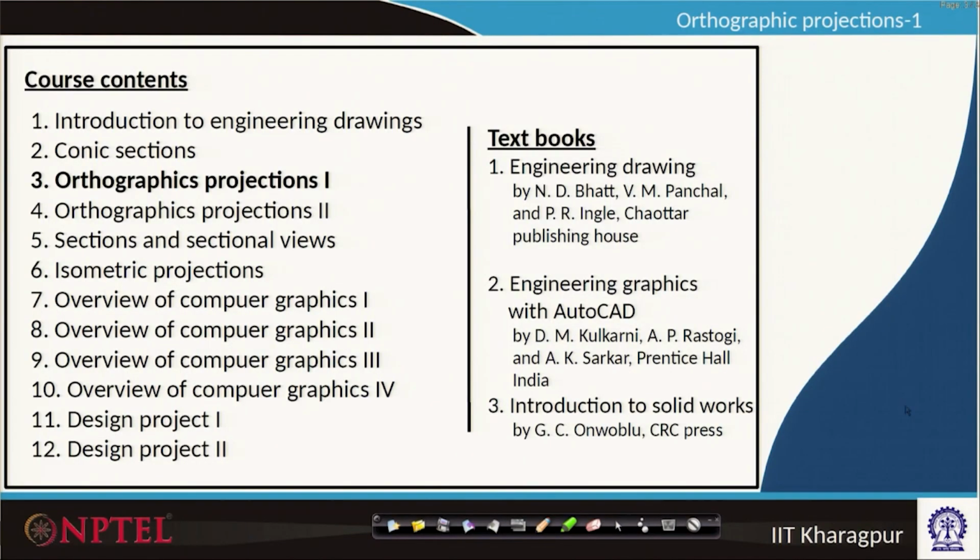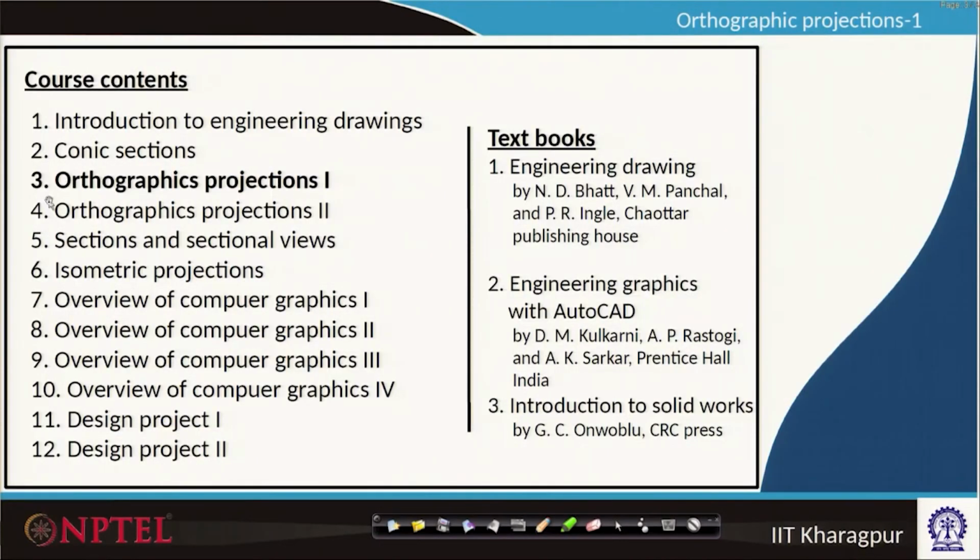In the first two modules, we have learned about introduction to engineering drawings and conic sections. From lecture number 21, we are looking at orthographic projections, especially of 3D objects. What is the best way to represent them on the drawing sheet? Such two-dimensional plots from three-dimensional objects we call orthographic projections.